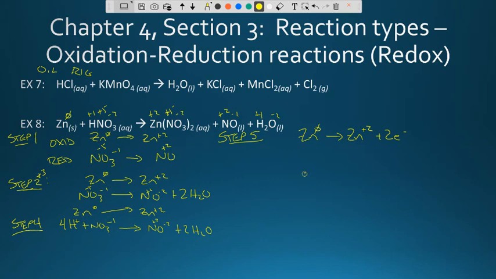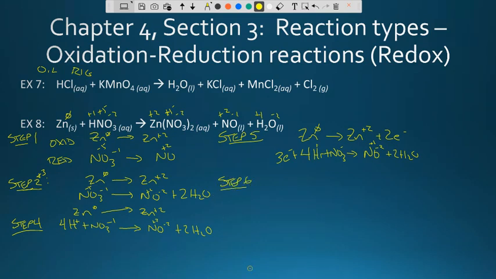Okay, so to do that, again, I have my 4 hydrogens and my nitrate. And I see my nitrogen here, -2 +2. And I see my 2 waters. So on this side, like I said, we had a +4 and a -1. So I need to have 3 electrons added in there. Okay. Step 6.